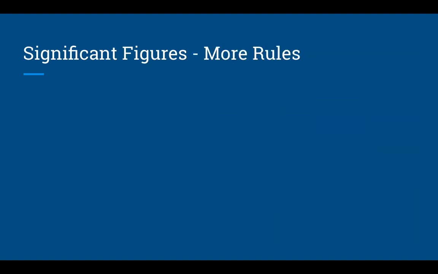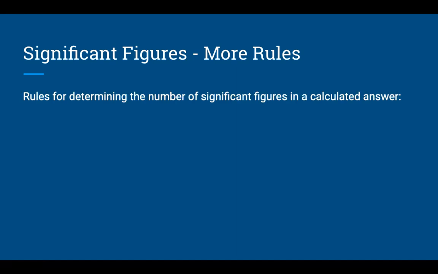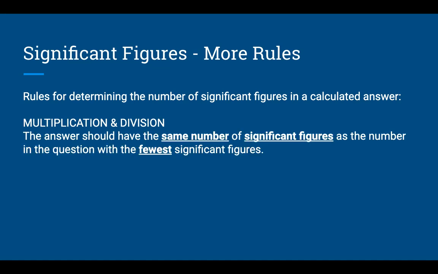Okay, so there's a few more rules because we're not just going to be looking at numbers and figuring out how many significant figures they have. We're going to be doing calculations and having to express our answers to the correct number of significant figures. So what are the rules for doing that? When you are multiplying and dividing, the rule is that your answer should have the same number of significant figures as the number in the question with the fewest significant figures.